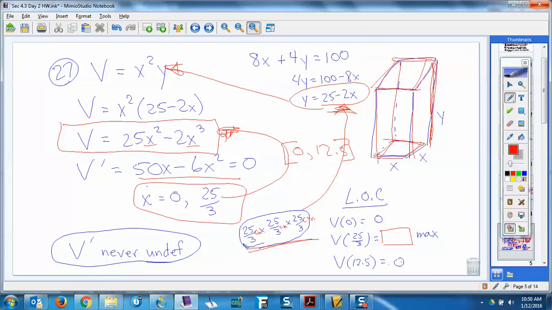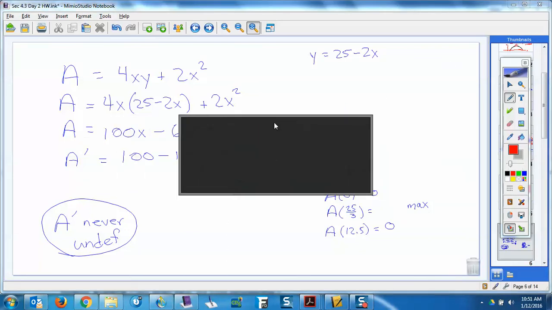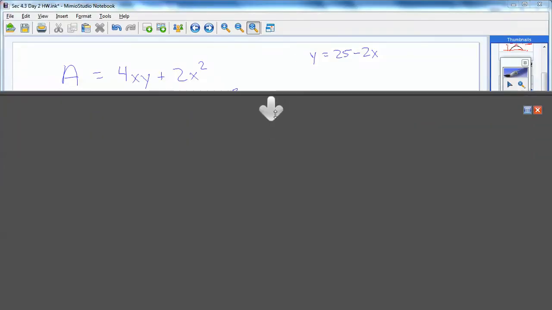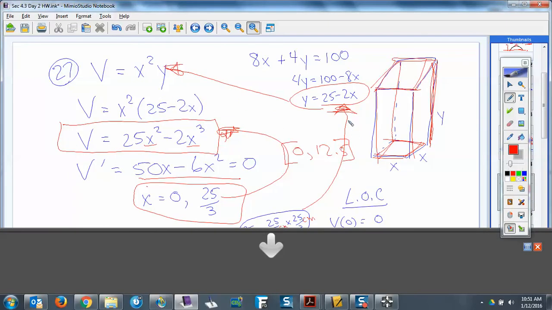Was there another part to 27? Was that the surface area part? Oh, here it is right here. I guess I got it. Okay, so now surface area, I might give you that equation, I might not. Surface area is just, was that the term they used, surface area? It's just the area of the surfaces, right?